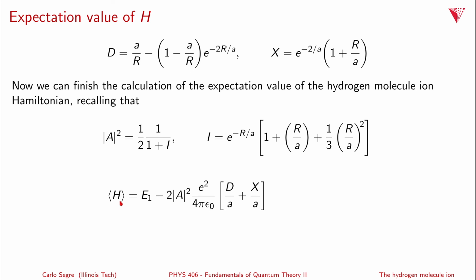We say that the Hamiltonian is the energy of a hydrogen atom, right? Because that's the energy of the electron around one of the two protons. We don't care which one it is. Minus 2 times the normalization constant squared times e squared over 4 pi epsilon naught times the quantity direct integral over a plus exchange integral over a. If we now put in the value for A squared, we get that this is equal to 1 plus 2 times the direct plus the exchange integral divided by 1 plus the overlap integral I, all times E1.